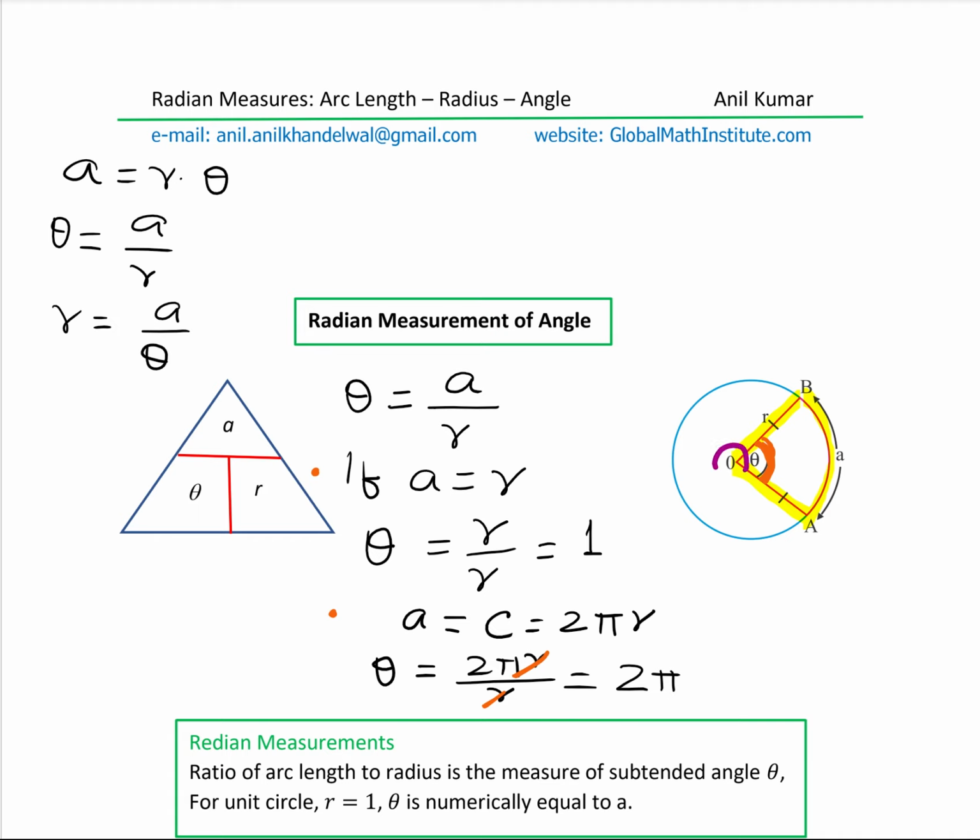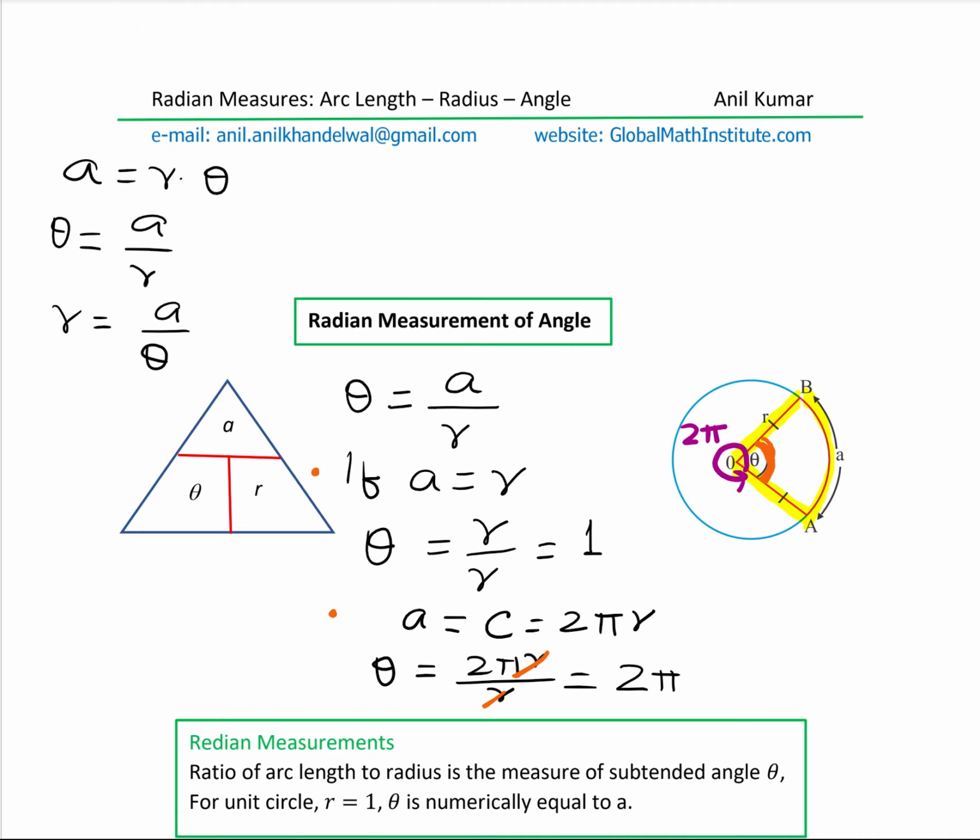So if I have to go one full circle, then it really means 2 pi. Is that clear to you? Right. So this is the measurement in radians for a full circle. So now I hope you have understood everything on this particular screen. Important thing here is that if r is equal to 1, then theta is numerically equal to the arc length A, right? And the formula itself is ratio of arc length to radius is the measure of subtended angle theta, which we have written here.